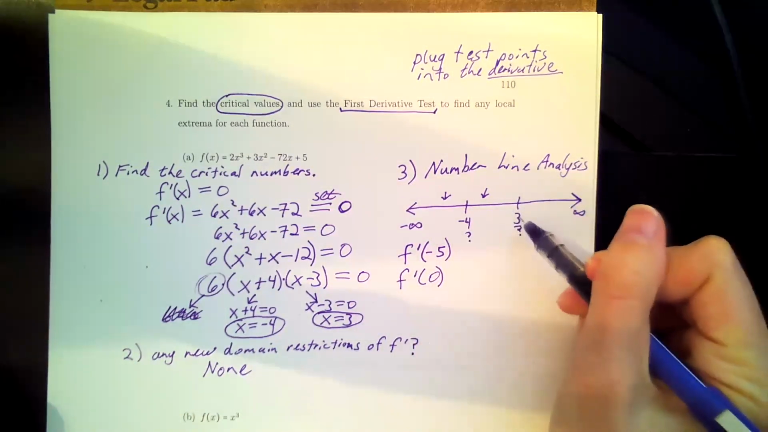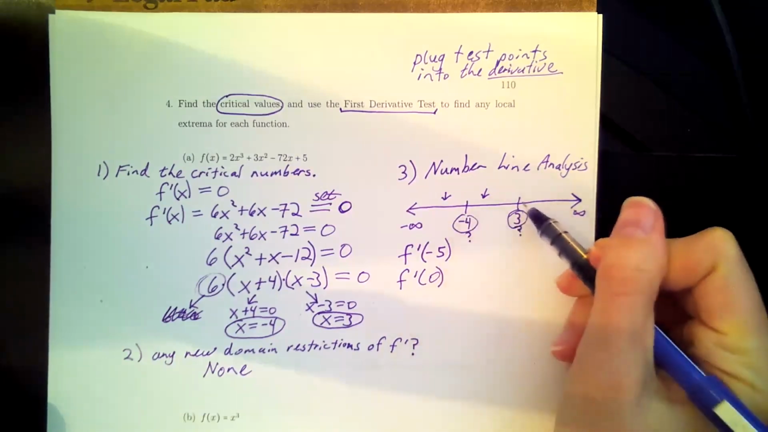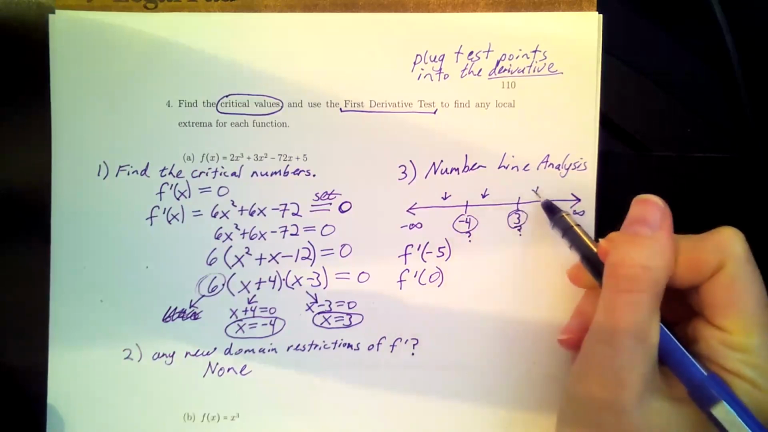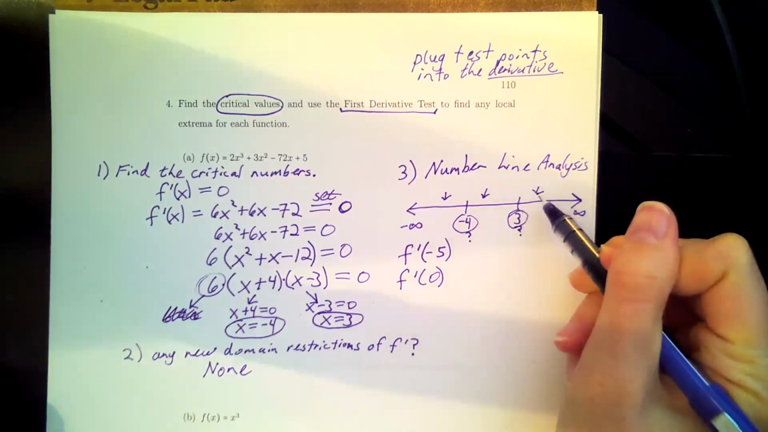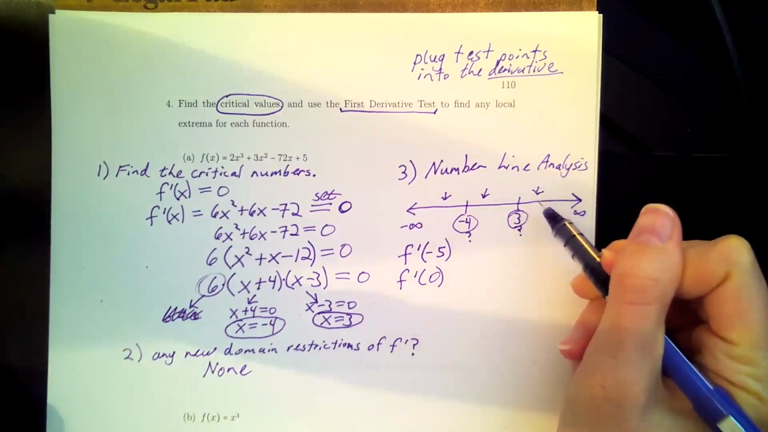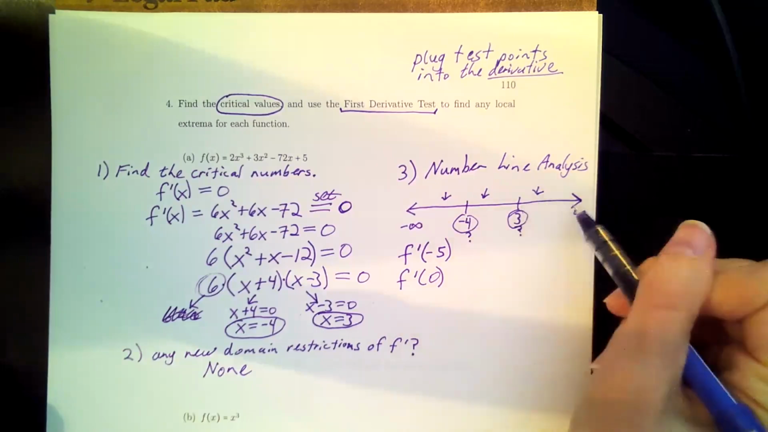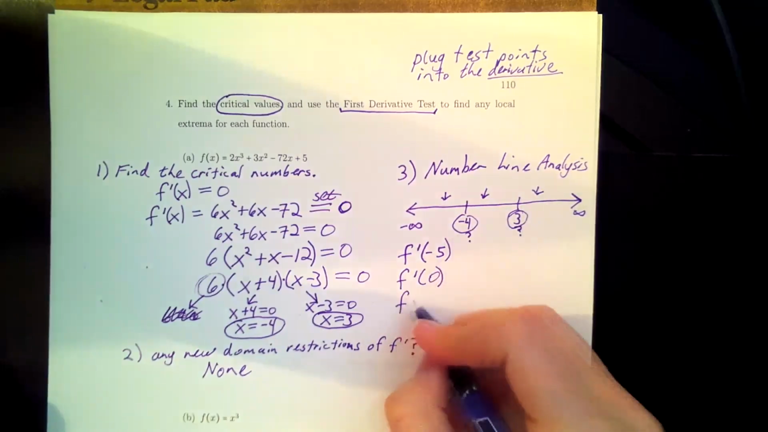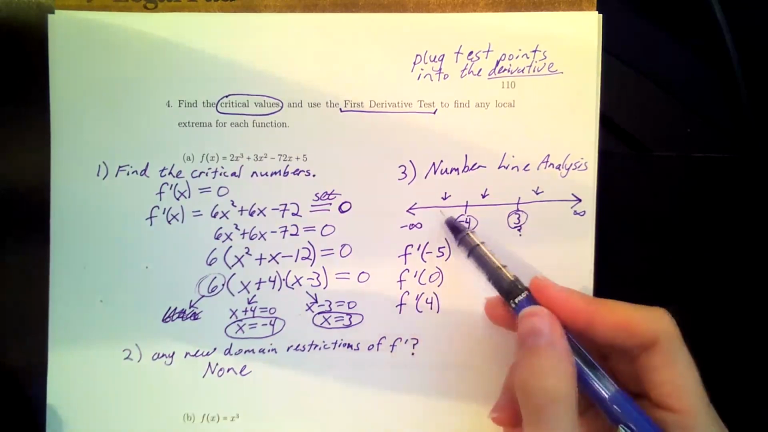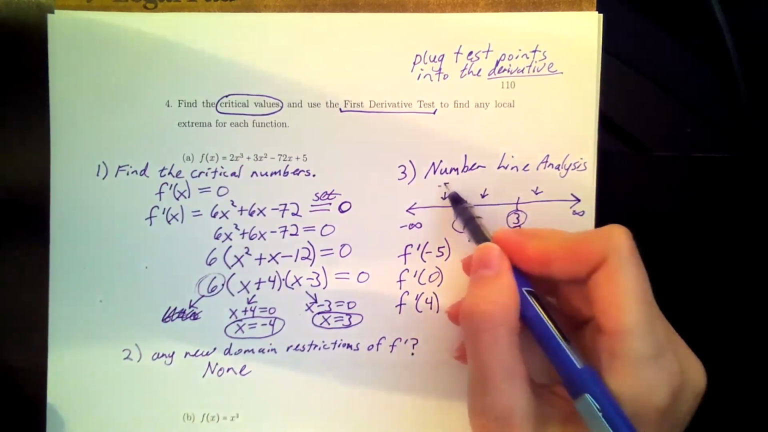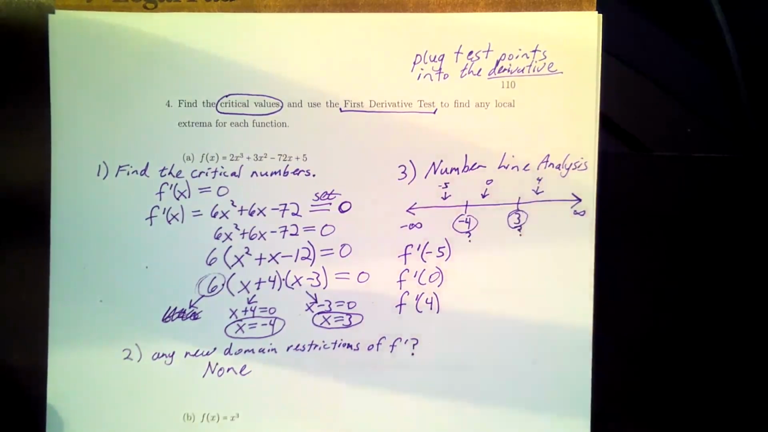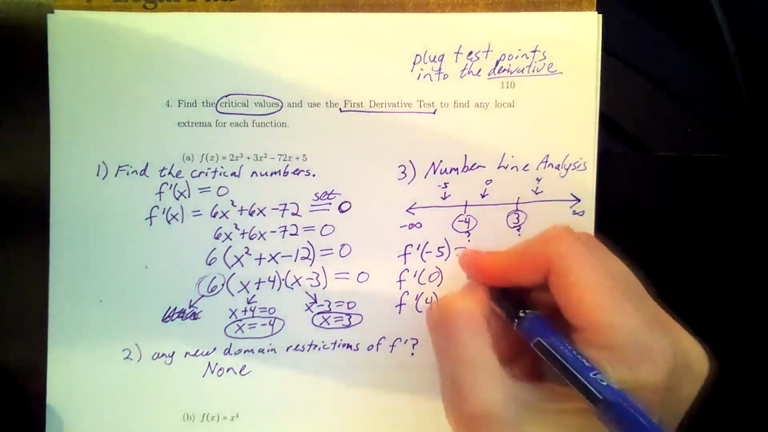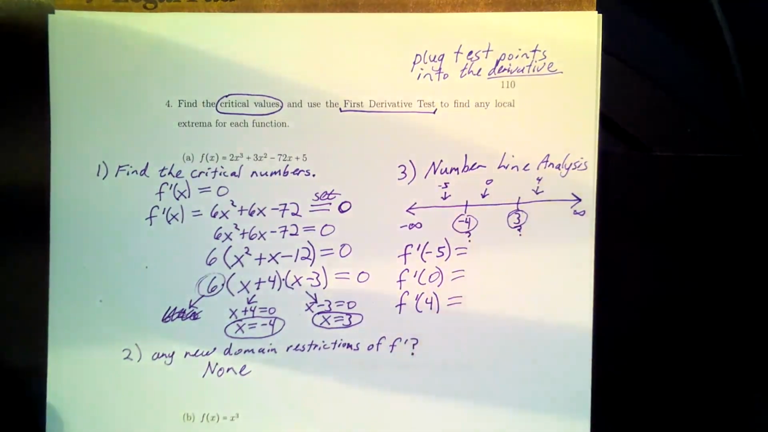Since I'm going to have to figure out what's going on with 3 as well, I need to have numbers on the left and right of 3. So I have to pick one more test value, and it's got to be over here. You might pick x equal 4, say, but it's got to be a number that's bigger than 3. So what we're going to do is plug -5, that's my first test number, 0, and 4 into the derivative and see what's going on there. Now for this, I'm going to get my calculator.